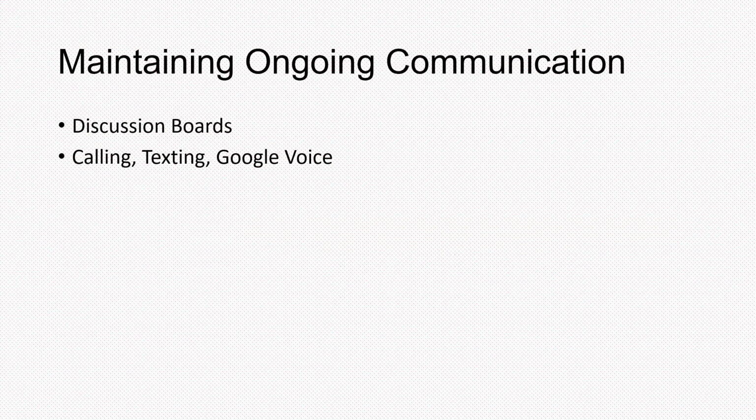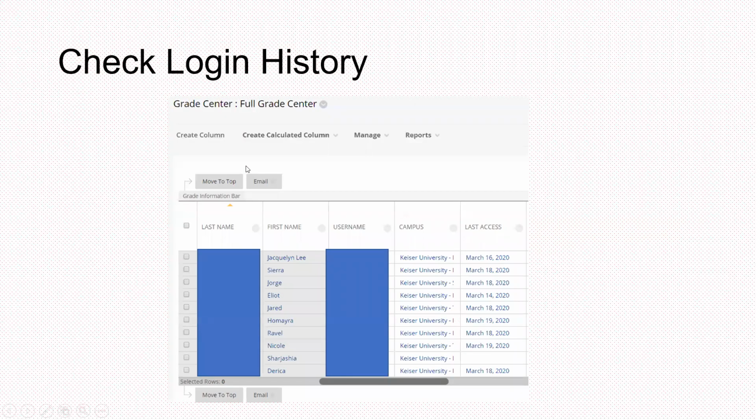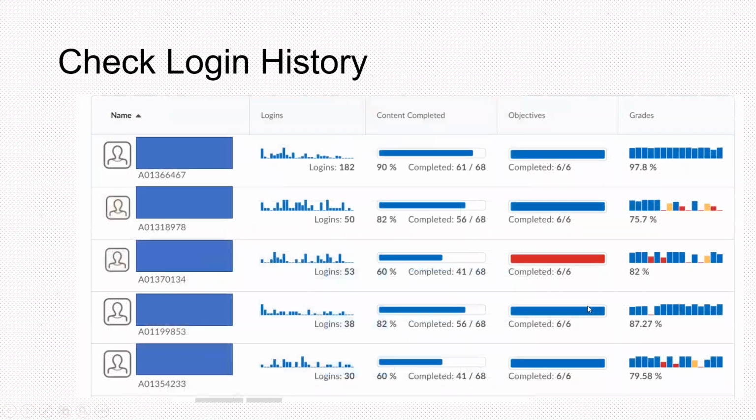Another way to maintain ongoing communication besides discussion is to literally pick up the phone. Now, we can call, we can text, we can also use Google Voice. It's important to check when students' last access was. Again, every learning management system, Blackboard, Brightspace, and others, offer some sort of information about when students accessed last. And if we see a student who hasn't logged in regularly or hasn't accessed the course regularly, perhaps it's best to reach out to them.